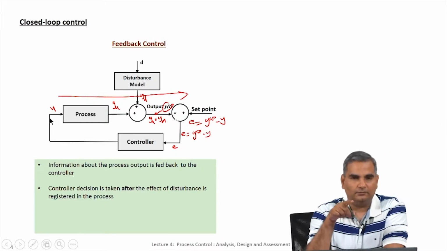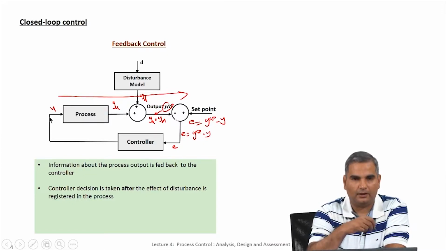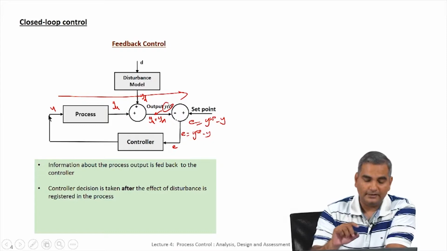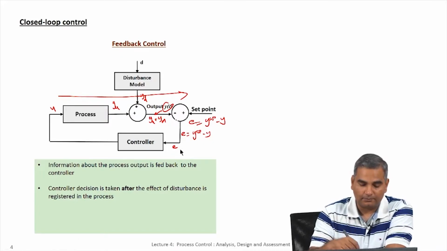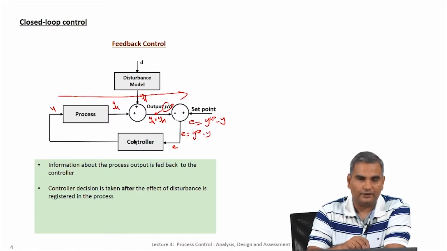Now, notice the difference between the open loop control and closed loop control. In the open loop control, this information was not fed back. So, we had to rely only on the process model. So, we could not do anything else. However, in this case, since we send back the error, the controller has a pretty good idea of whether the objective of control has been achieved or not.